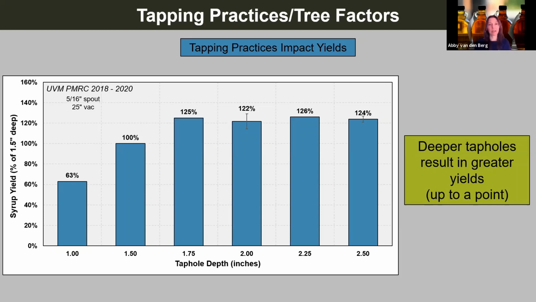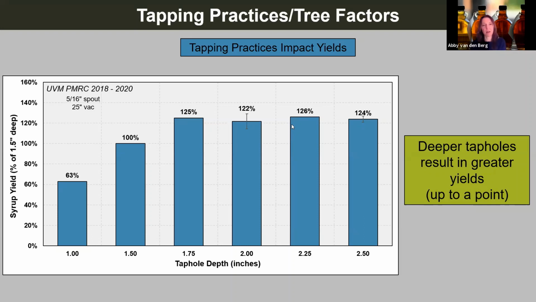So clearly a pretty significant reduction in yield by reducing from 1.5-inch to 1 inch. But then things kind of get interesting as we go a little further, a little deeper. Once we get above 1.5 inches, you can see that there really isn't much difference at all between 1 3/4 all the way up to 2.5. So really, based on the results of this study, going any deeper than 2 inches is really not necessary.